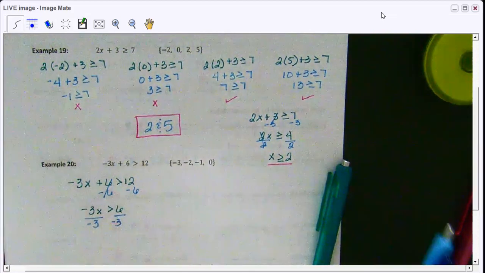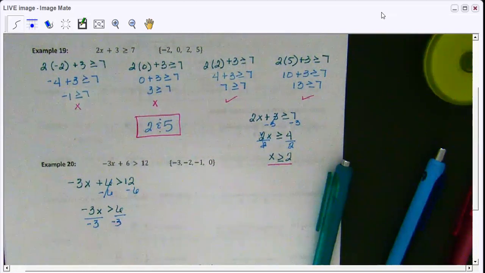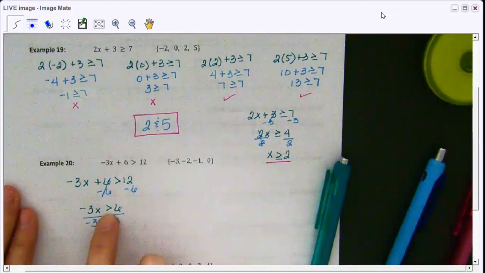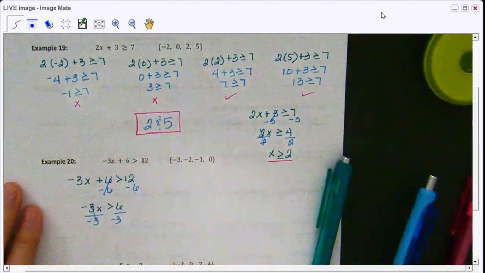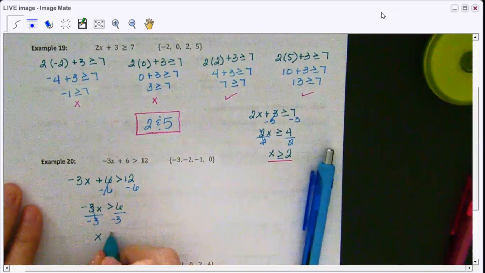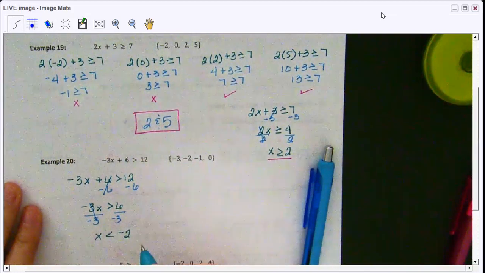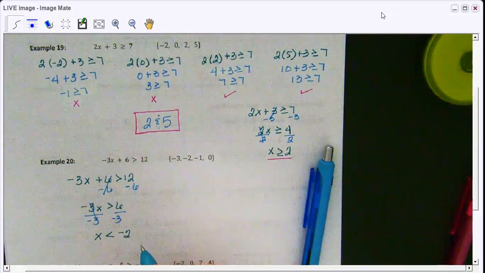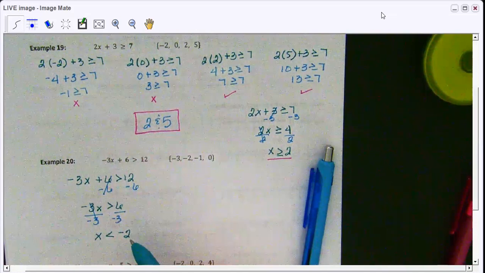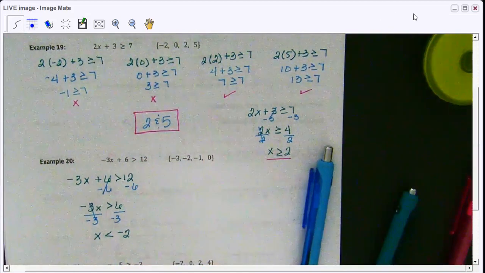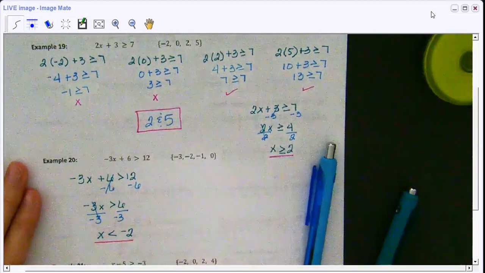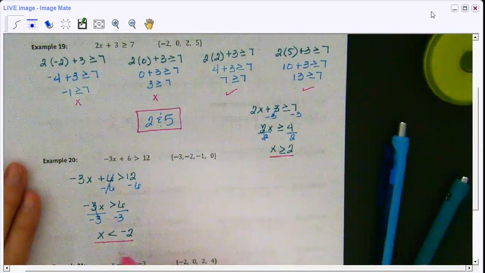Do you guys know the rule about dividing inequalities by a negative? What is it, David? Yes, anytime you divide by a negative, it flips the inequality sign. Multiplication and division, yes. So our answer is actually x is less than -2. If x is any number less than -2, it can't be -2, but it's less than -2.